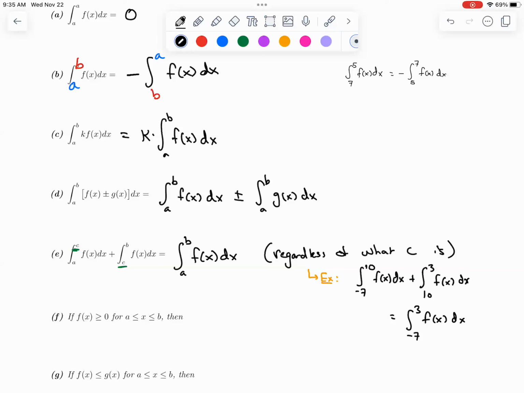Yes, Dylan? Is it like they canceled each other out almost? Mhm. Or is it exactly what's happening? That's exactly what's happening. They're canceling each other out.